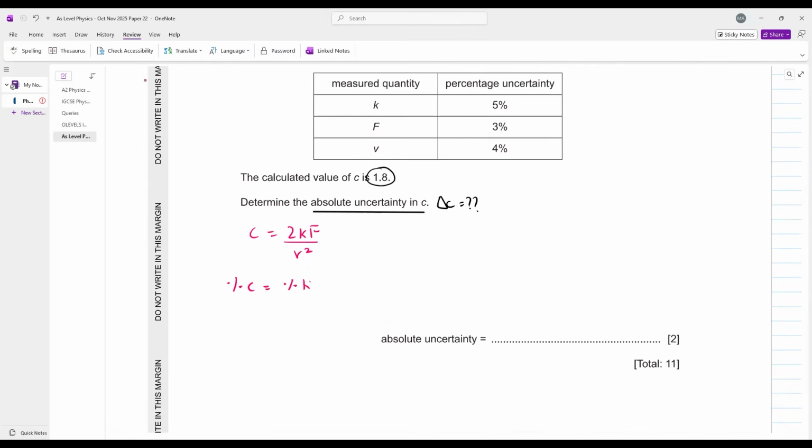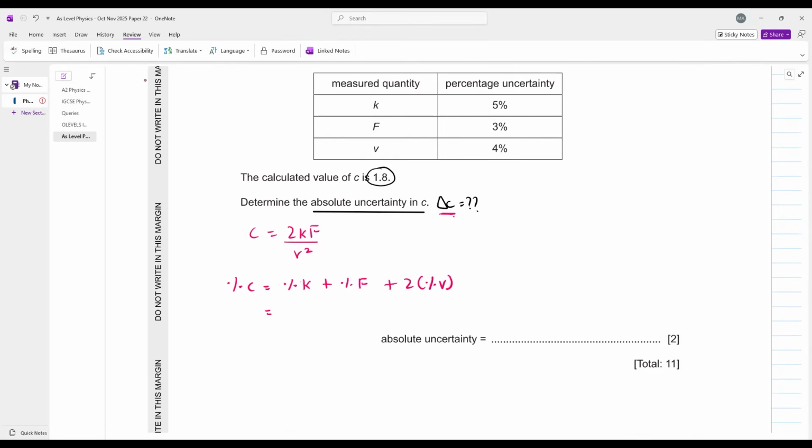Percentage uncertainty of K plus the percentage uncertainty of F plus 2 times the percentage uncertainty of V. बेटा हमने absolute uncertainty in C निकालनी है. Before calculating the absolute uncertainty in C, let's calculate the percentage uncertainty in C. Percentage uncertainty in C is equal to the percentage uncertainty in K plus the percentage uncertainty in F plus 2 times the percentage uncertainty in V.